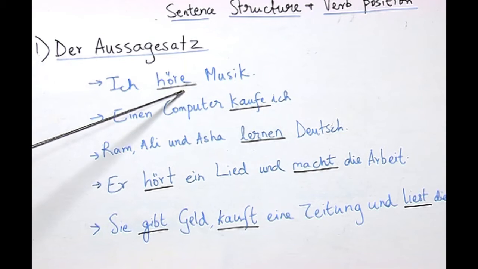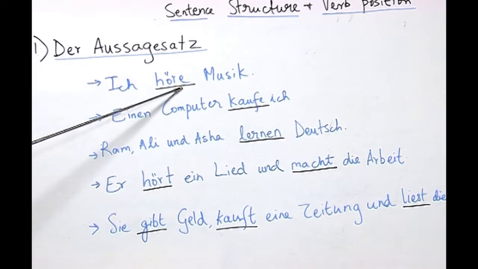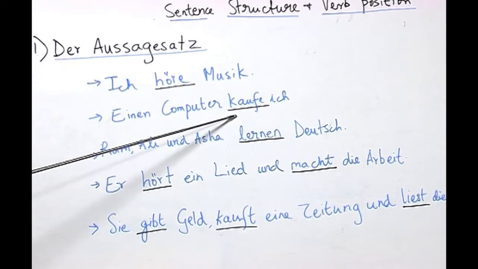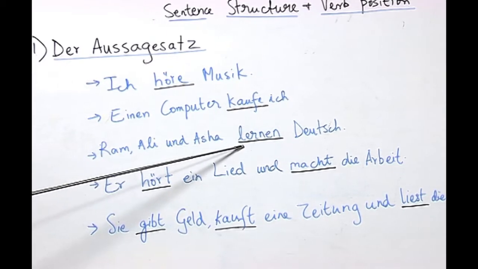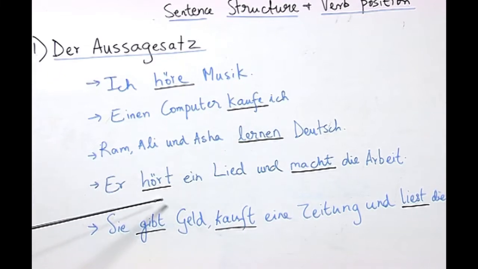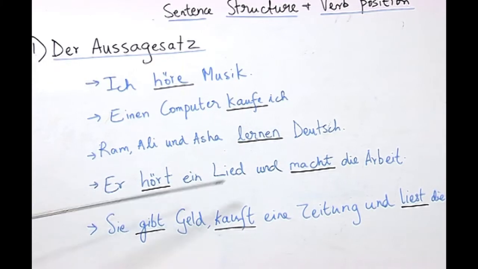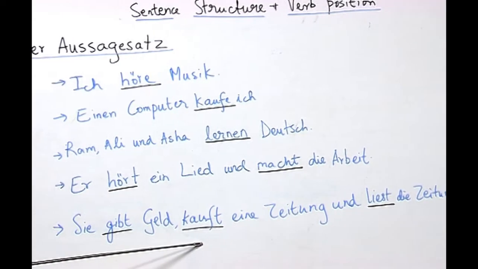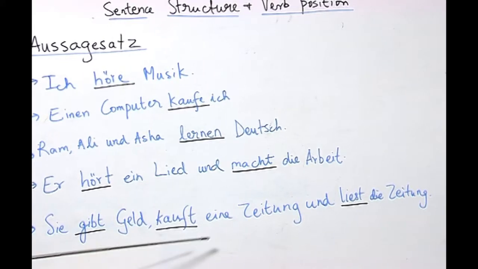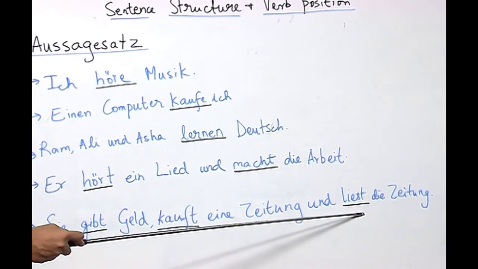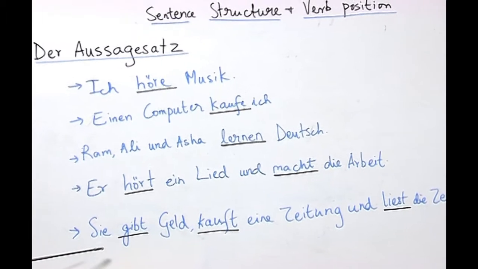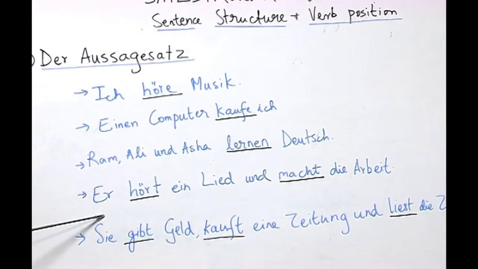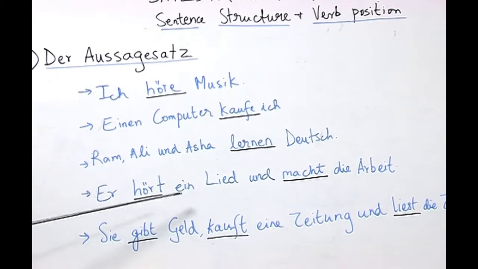So we have the verb here höre, which comes from the infinitive verb hören. We have the verb here kaufe, which comes from the infinitive verb kaufen. We have the verb here lernen, which comes from the infinitive verb lernen. Hört, which comes from hören again. Macht, which comes from machen. Gibt comes from geben. Kauft comes from the infinitive verb kaufen. And liest comes from the infinitive verb lesen. You already know that these verbs here are conjugated according to the pronouns or according to the nouns.